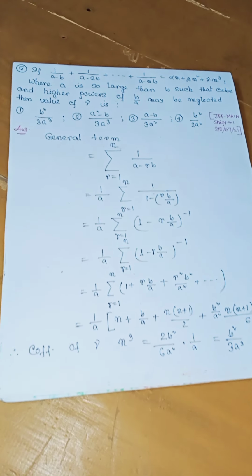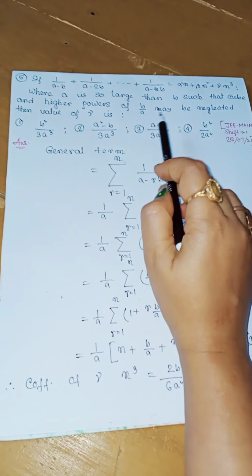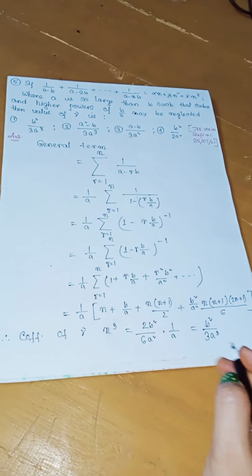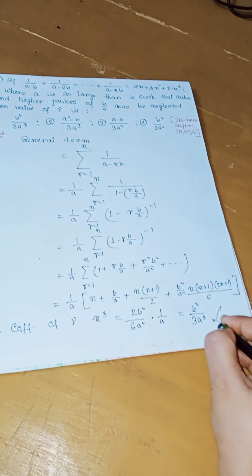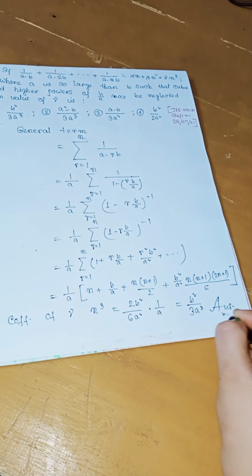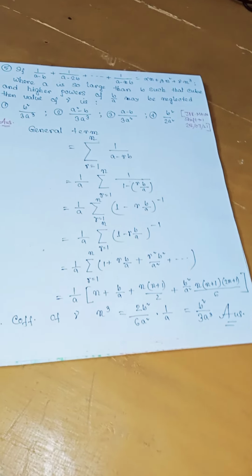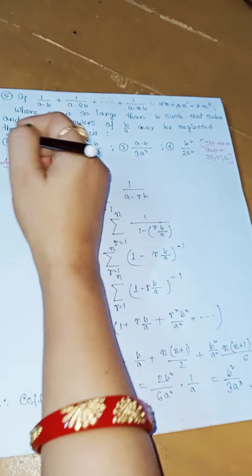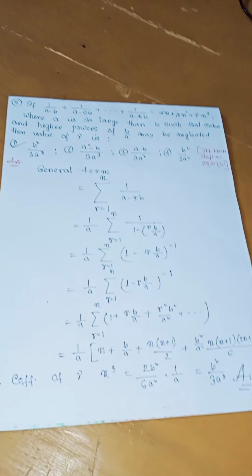So we reached the value of γ, with higher powers of b/a neglected. This is our required answer: the coefficient of γ. So option 1 is our correct choice.